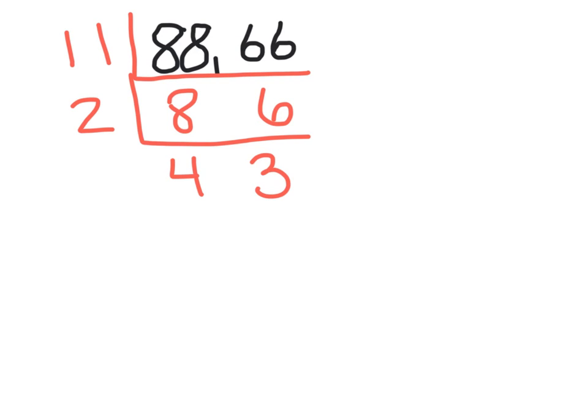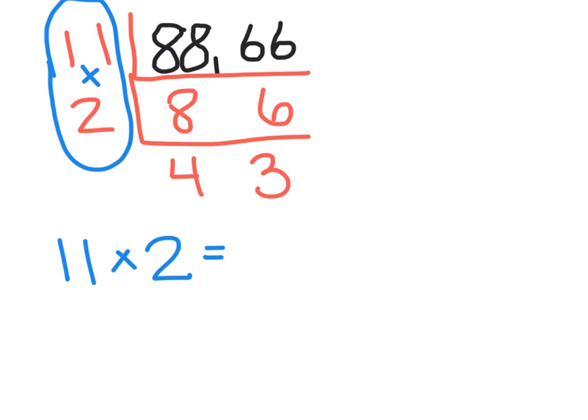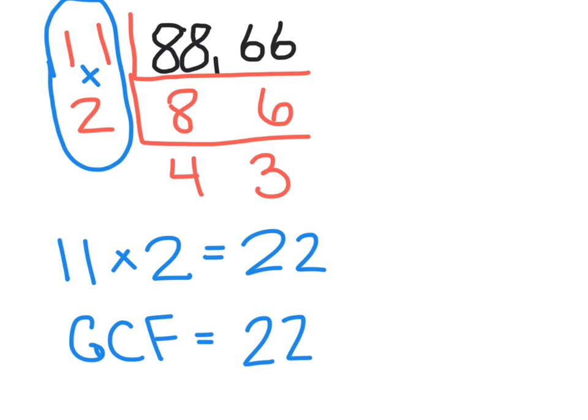So now I have 4 and 3 left over, and there's not a prime number that I can divide both of them by. So I'm finished. So I'll look at the outside of my cake. I have two layers, 11 and 2, so you multiply them. 11 times 2 equals 22. So my greatest common factor of 88 and 66 is 22.